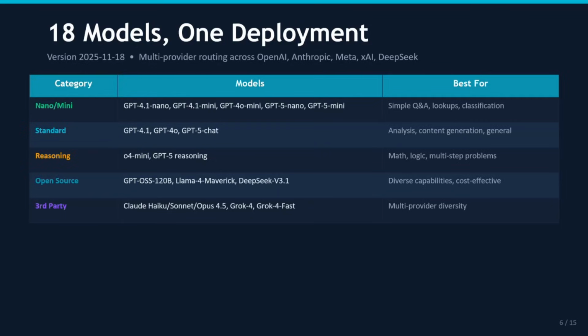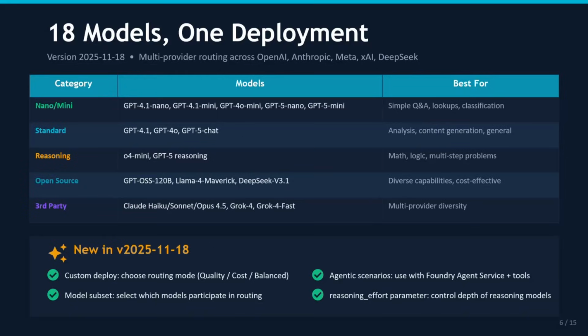And here's a big update. Multi-provider support is a new update: Claude Haiku, Sonnet, and Opus from Anthropic, Grok 4 from xAI, DeepSeek, and Llama from Meta. This is no longer just OpenAI. It's a true multi-provider routing layer. The November release also added custom deployments with routing modes, model subset selection, agentic scenario support, and the reasoning effort parameter, which I will cover in the demo.